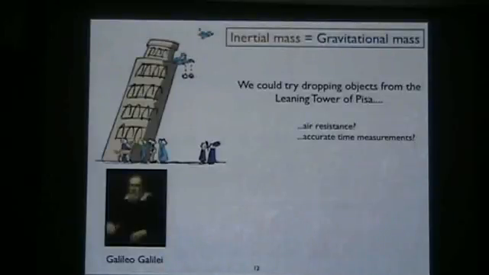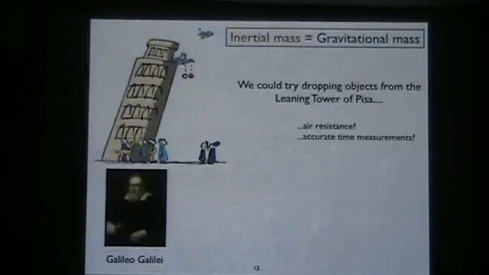I don't know if he actually did it. But if everybody is really accelerated at the same rate as they move in a gravitational field, then if you drop two objects of different weight from the top of the Leaning Tower, they should fall at the same rate and hit the ground at the same time. Of course, there are problems with doing this experiment in practice. You encounter issues of air resistance.